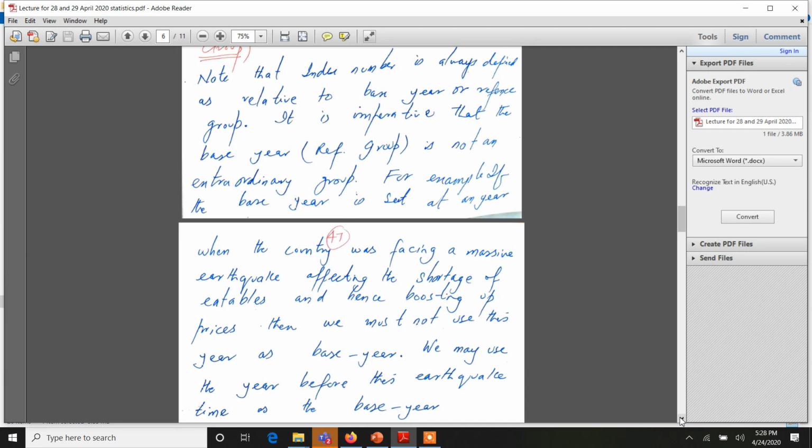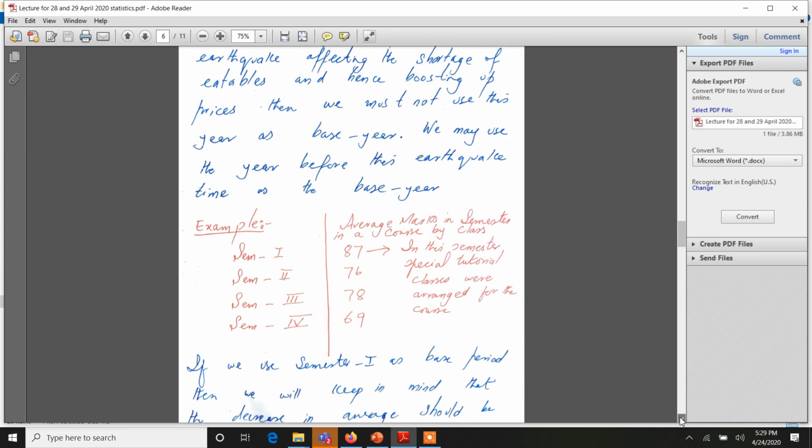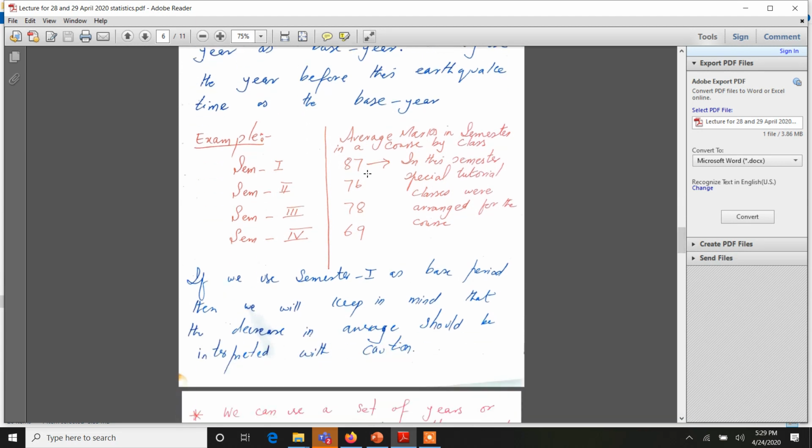Similarly, the reference group should be a normal group. Like if we are comparing the population of different cities, then the reference group should not be an outlier city whose population is very high, for example, right? So the base year or the reference group should be a normal time period or a normal group with no exceptions, right? For example, we have an example to further explain the idea just discussed above.